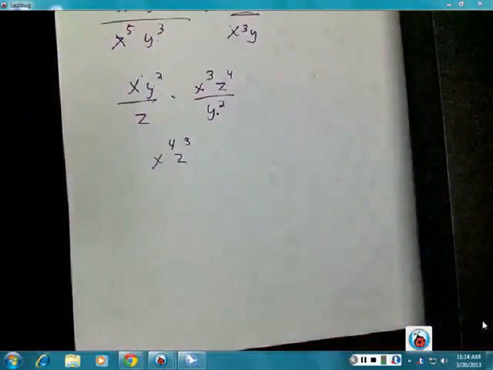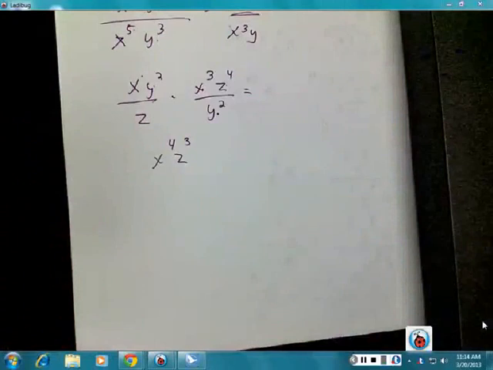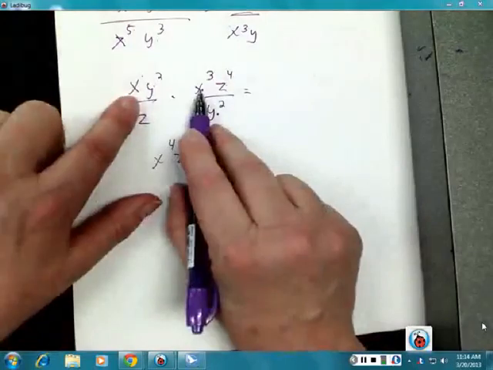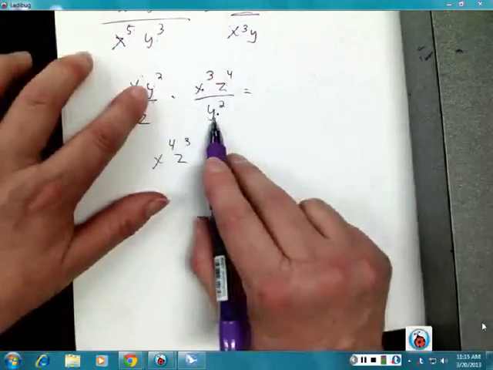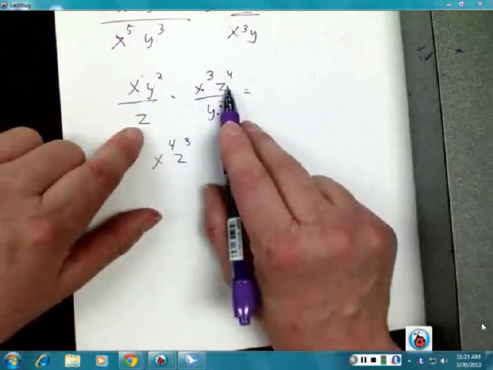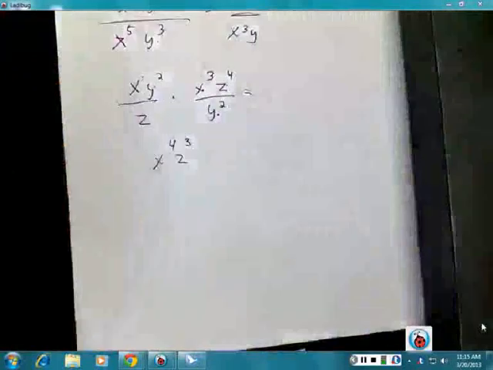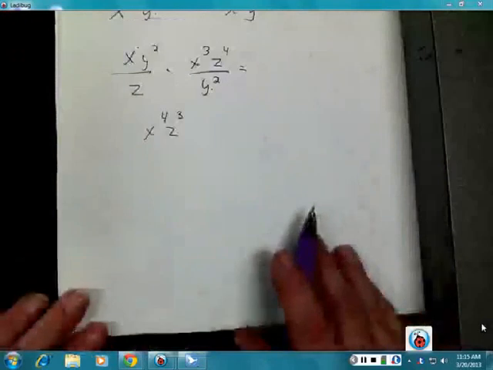So you just go through, looking for like bases. That's your goal. When you find like bases, you figure out where they are. These x's were both on top. The y's cancel because one was on top and one was on the bottom. The z's, one's on top and one's on the bottom, so I've got subtraction taking place there. You determine what happens with all the different rules that you have. And here's another one of tossing the rules together.